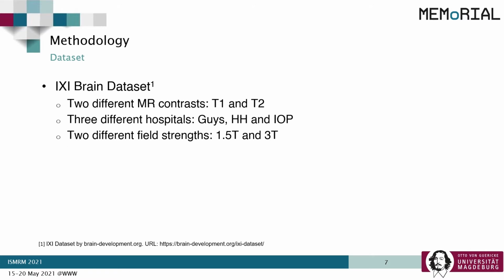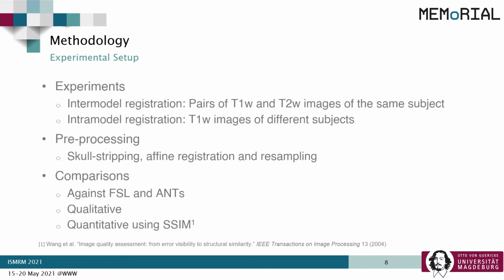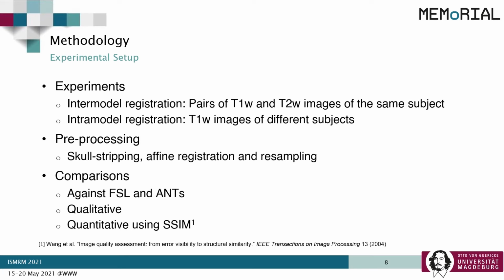To evaluate these methods, we have used T1 and T2 weighted images from the ICSI dataset. This dataset contains images from three different hospitals and two different field strengths. We have performed intermodal registration by taking pairs of T1 weighted and T2 weighted images of the same subjects, and intramodal registration using T1 weighted images of different subjects.